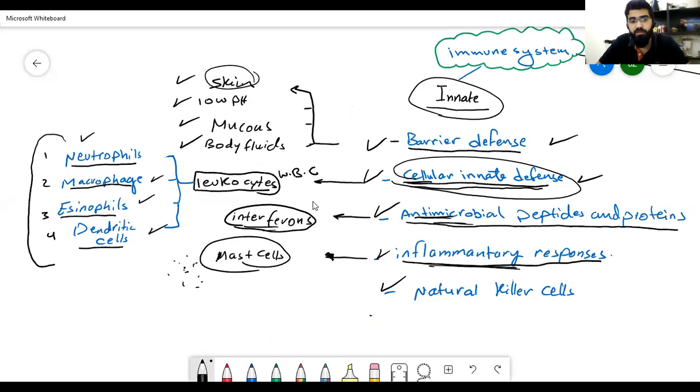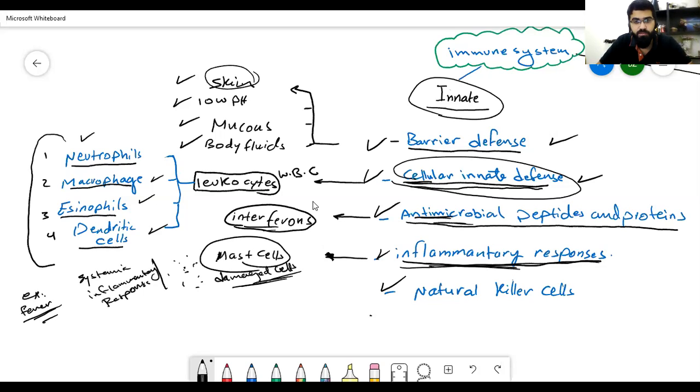Okay, inflammatory response. We say it is caused by mast cells or damaged cells in the injury area, right? And we said we also have systemic inflammatory response, such as fever, right? Fever is a kind of inflammatory response. This is also a kind of innate immune system. It stops the activity of the pathogens.